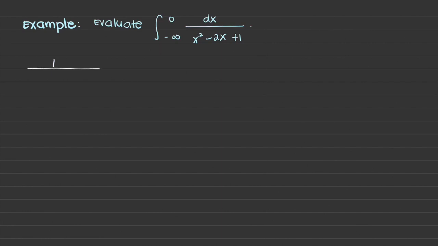So for our next example, let's evaluate this integral. The integral from negative infinity to 0 ng 1 over x squared minus 2x plus 1 dx. Okay. So check natin yung integrand. Note na yung 1 over x squared minus 2x plus 1. Yung denominator, we can factor that as x minus 1 quantity squared. This is, meron siyang discontinuity sa 1, pero wala naman yun sa interval of integration natin. So, continuous siya actually dun sa negative infinity to 0.